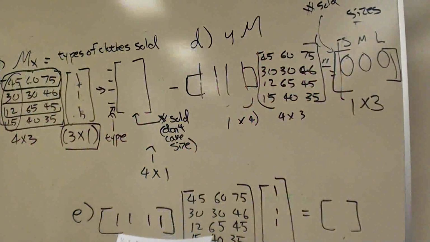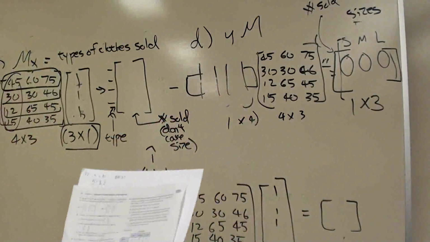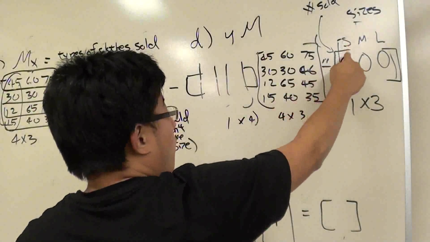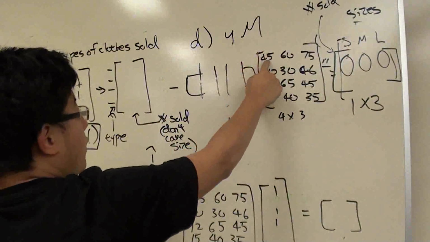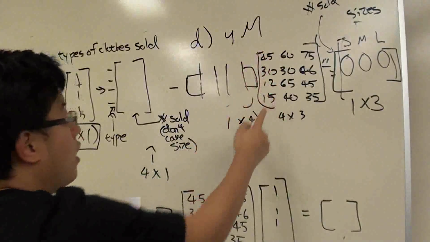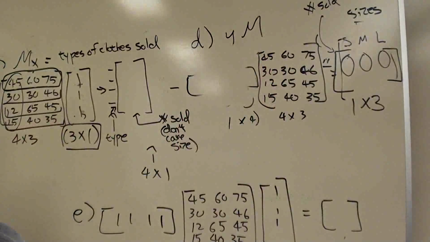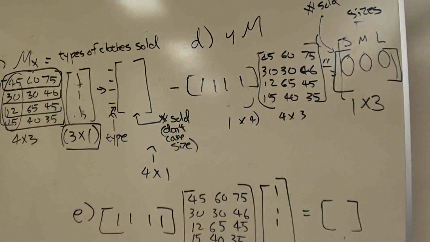Now, think of it this way. 45, 30, 12, 15, what do they have in common? They're all under small size, which makes sense, because I want the total number sold in small size. So in order for me to do 45 plus 30 plus 12 plus 15, the only way to do that, just like what we did before, is going to be 1, 1, 1, 1. And hopefully I don't have to explain why. I made that pretty clear in C.